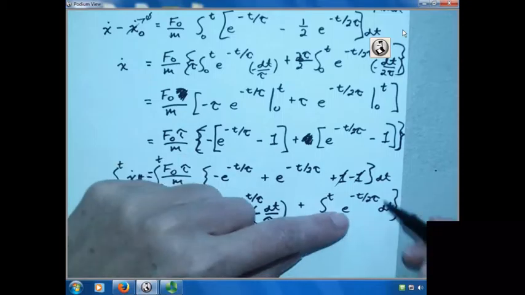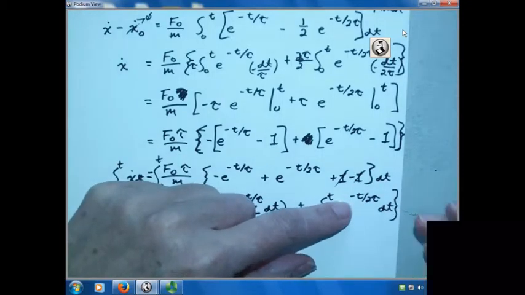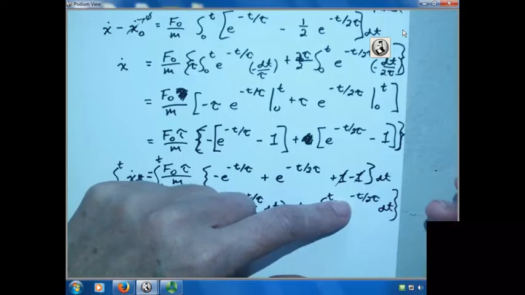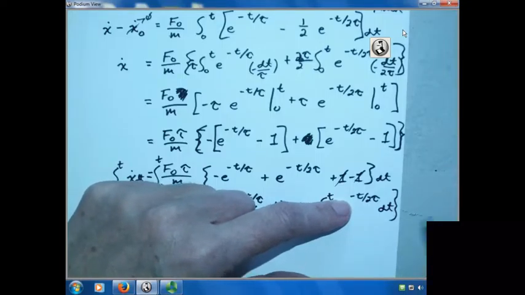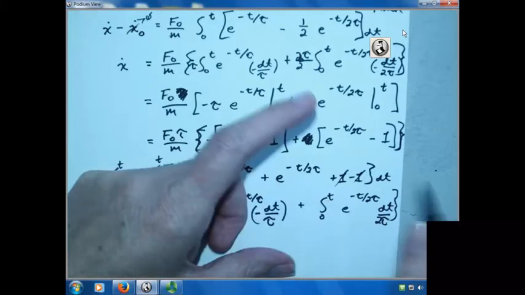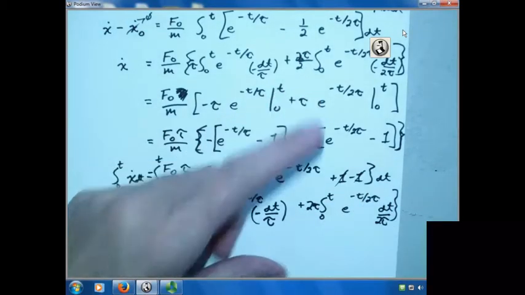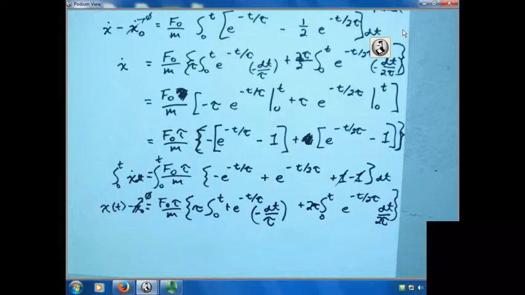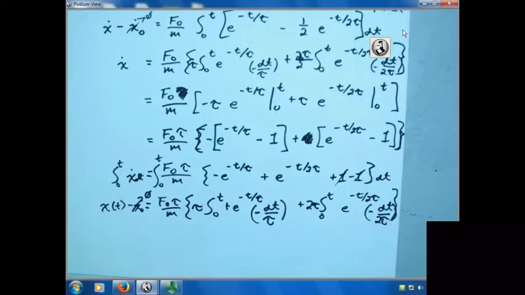Similarly here, my u is negative t over 2 tau, where tau is just a constant. So therefore, du will be negative dt over 2 tau. So in order to get dt over 2 tau, I have to multiply out front by 2 tau for my equality to hold. And in order to have my Jacobian correct, I have to have a minus sign there because my u is a negative function. Okay, so now both of these integrals are in the form of e to the u du. So now it's just a matter of writing the indefinite integral and evaluating from 0 to t.